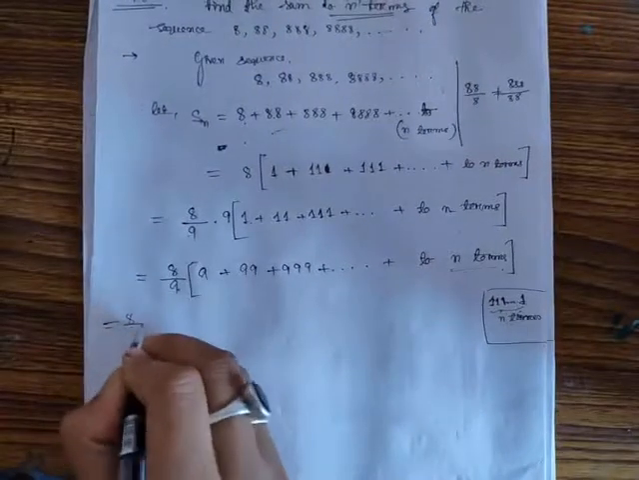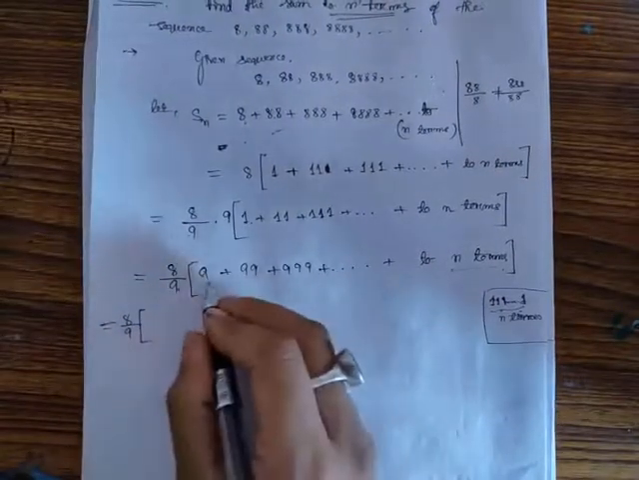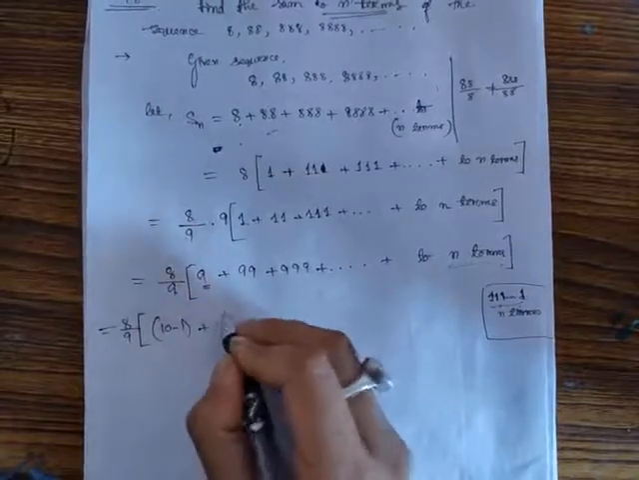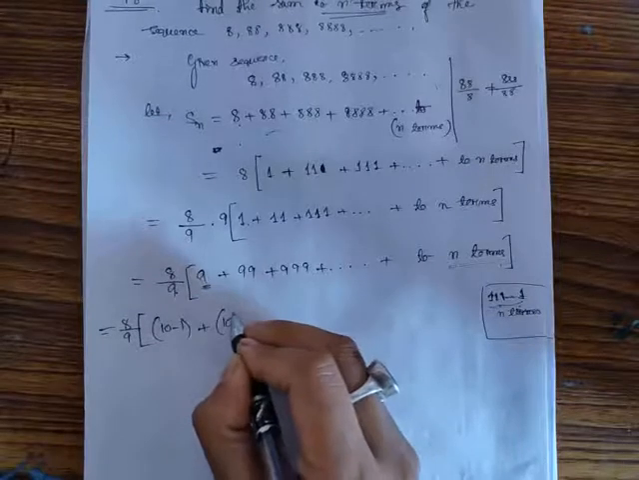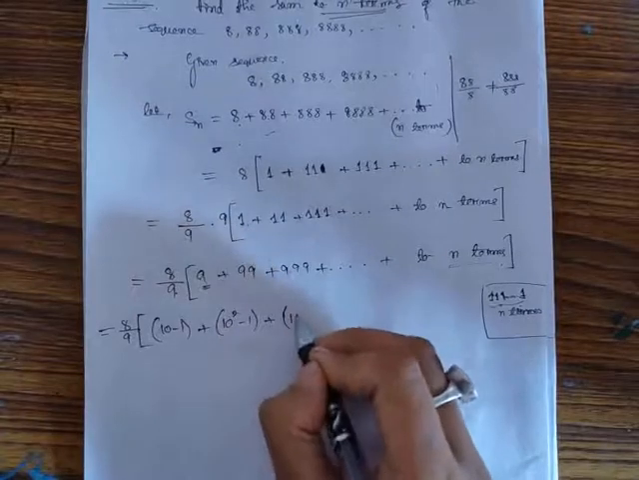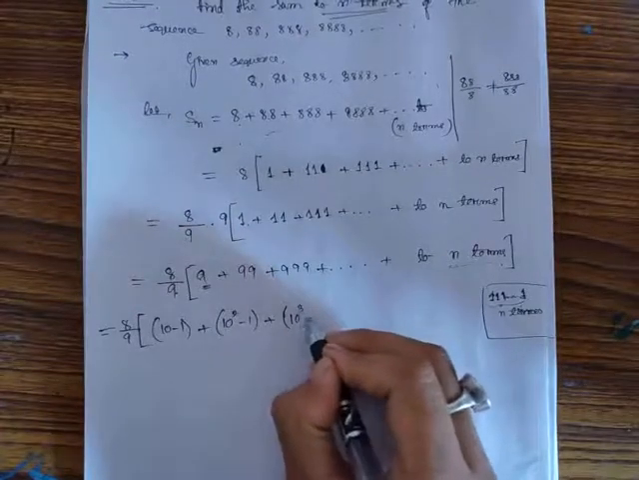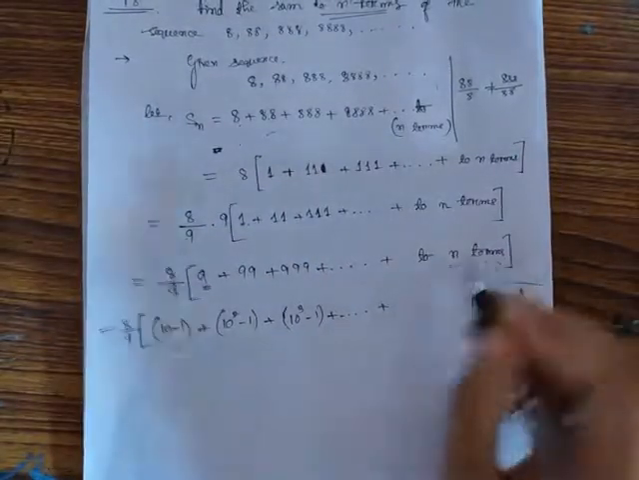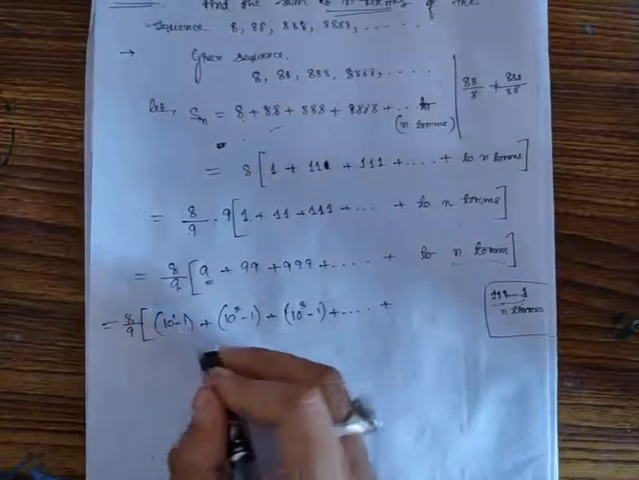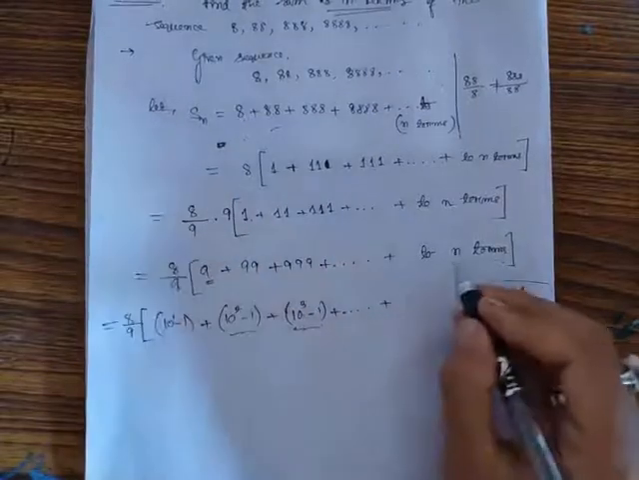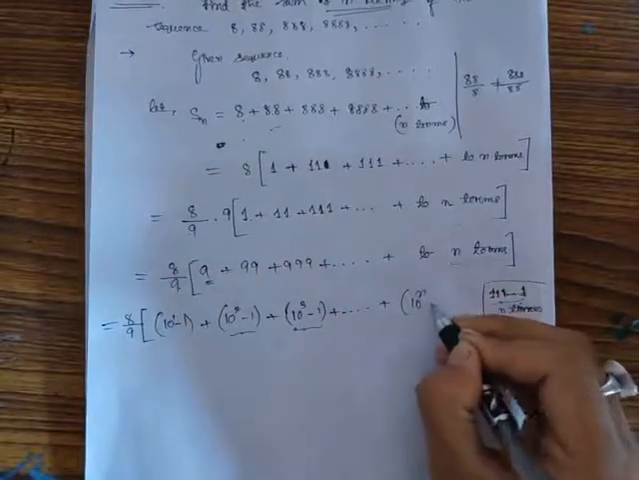Now what we'll do? 8 by 9 we'll write as it is. This first term 9 will convert to 10 minus 1, plus 99 will convert to 100 minus 1. 100 minus 1 can be written as 10 square minus 1, plus 999 can be written as 1000 minus 1. 1000 can be written as 10 cube minus 1 and it goes on. So the first term is 10 to the power 1 minus 1, second term 10 square minus 1, third term 10 cube minus 1, so obviously the nth term will be 10 to the power n minus 1.